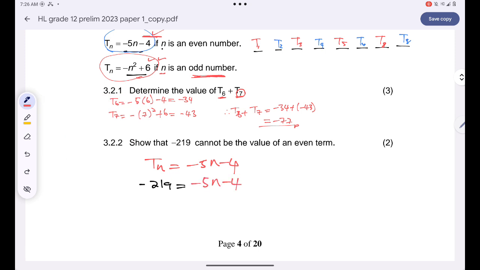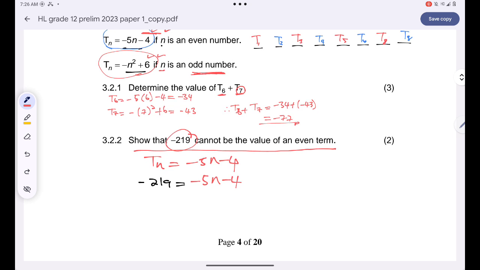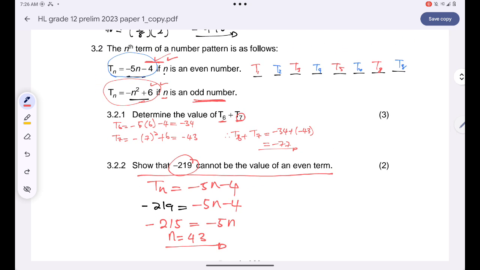So if I get an even number, that means this term over here belongs on the even position. But if I get an odd number, I would have proven that this term cannot be an even term. So if I take the negative 4 to the other side, I would end up having negative 215 being equal to negative 5n. Divide both sides by negative 5. You'll simply get n to be equal to 43. Is 43 an even number? No. 43 is an odd number. So that's why this term cannot be generated using this particular general formula over there.